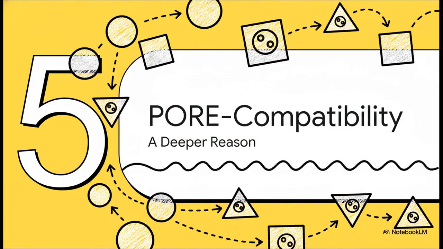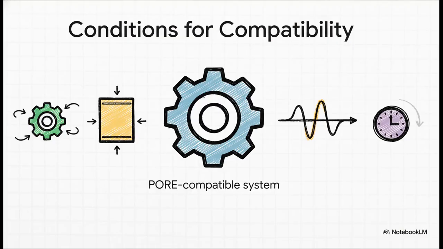And that brings up a really fascinating question. Why does this even work in the first place? What is it about certain systems that makes them PORE compatible? As it turns out, there might be a deep, fundamental reason rooted in physics itself. It turns out that all these systems that work well with PORE share some basic properties. They tend to be local, meaning what happens to them is mostly influenced by their immediate surroundings, not something happening halfway across the world. They're dissipative or open.